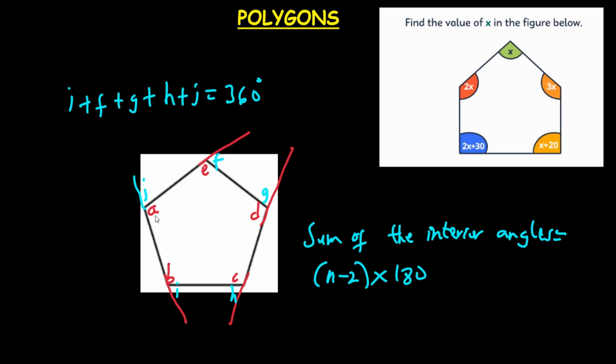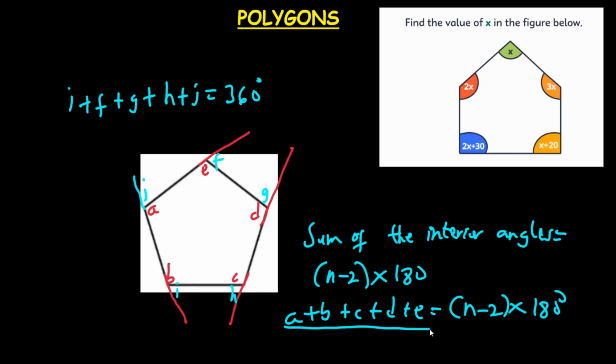So when you want to find the sum of A plus B plus C plus D plus E, it will be equal to n minus 2 times 180 degrees. So the sum of the interior angles of a polygon is equal to n minus 2 times 180 degrees. So you need to know this formula.